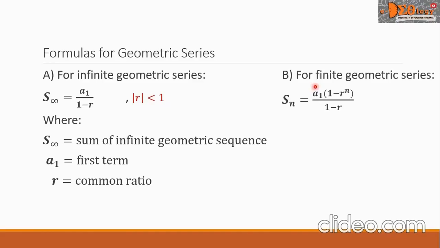Letter B formula is for finite geometric series, and the formula is S sub n, that is equal to a sub 1 multiplied to the quantity 1 minus r raised to n, the n is the number of terms, all over the quantity 1 minus r.